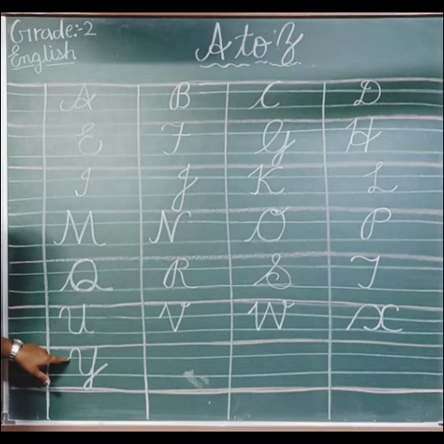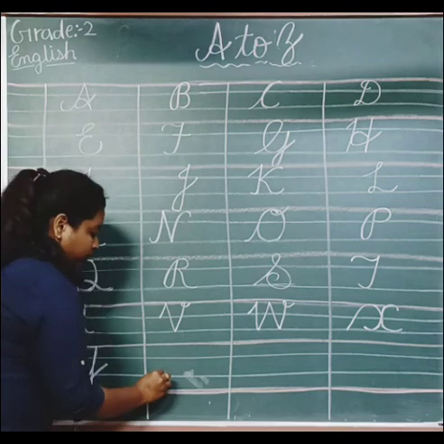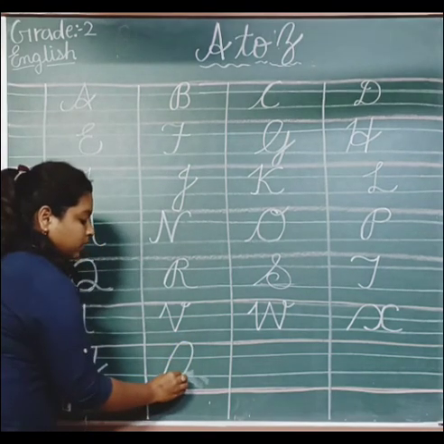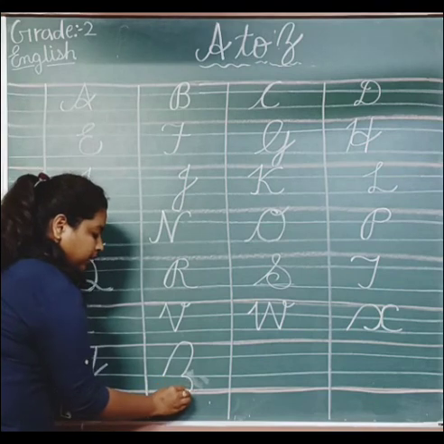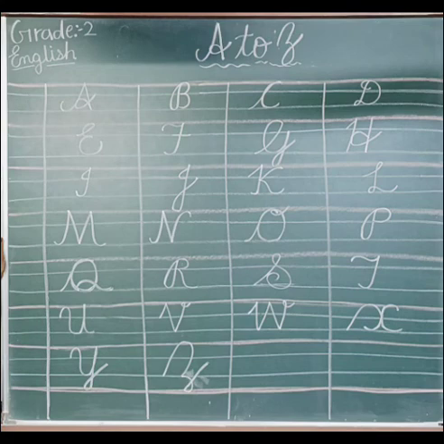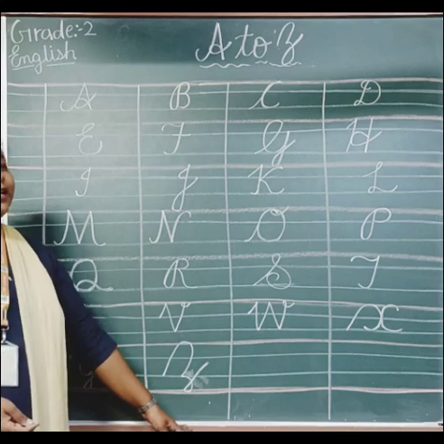Start from the blue. Go to the red. Again come to the blue, again red, again bottom red, then make a curve. And the last, start from the blue line, go up, come back to the blue line and again make a curve like this and move. This is called capital Z. So this is how we have learned the capital cursive, cursive A to cursive Z. Okay.